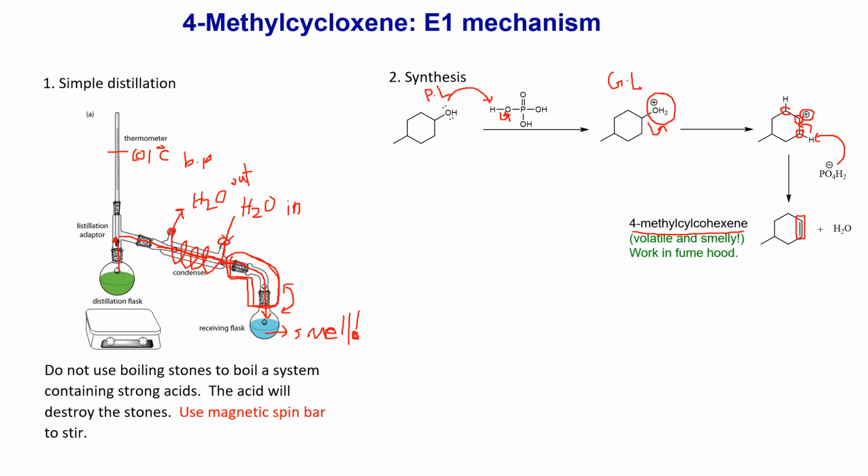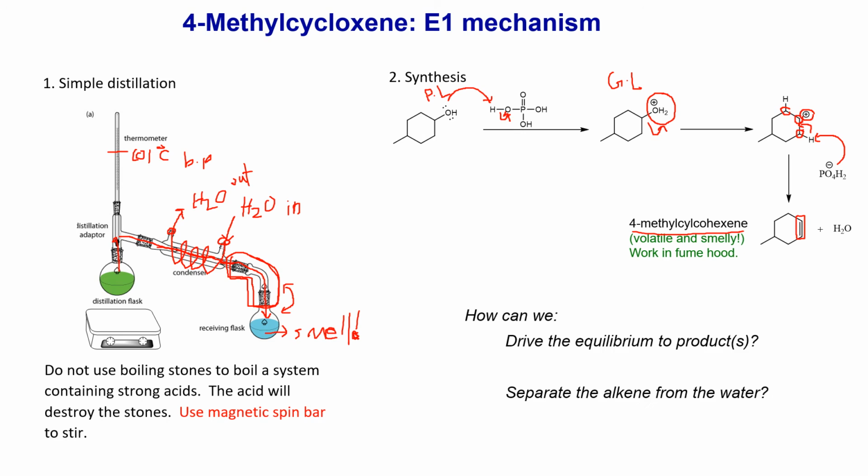The challenge, the question we've been asking about this reaction, is how do we drive this equilibrium to the product? Well, we're using distillation. As the product forms in this reaction vessel, we're immediately distilling it, collecting it at 101 degrees Celsius, and hopefully we get more 4-methylcyclohexene here. Notice that 101 degrees Celsius is very close to the boiling point of water as well, so you have water co-distilling into this receiving flask.